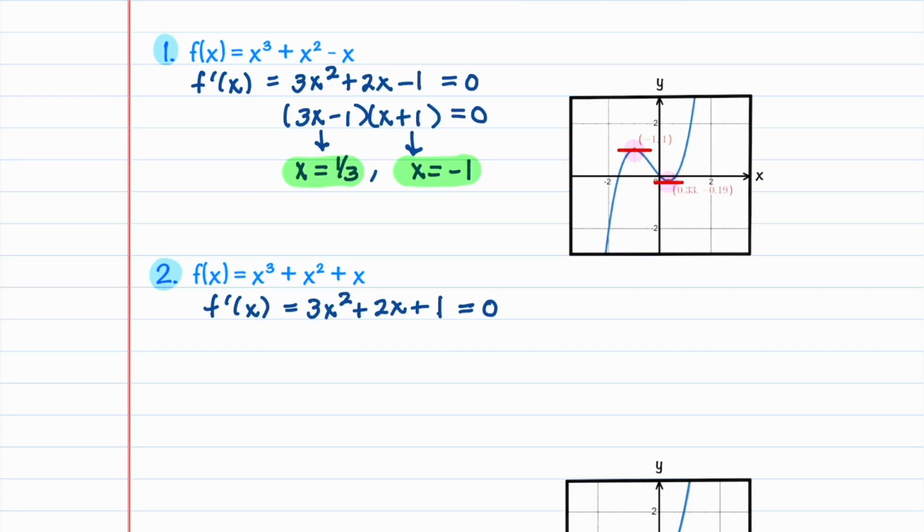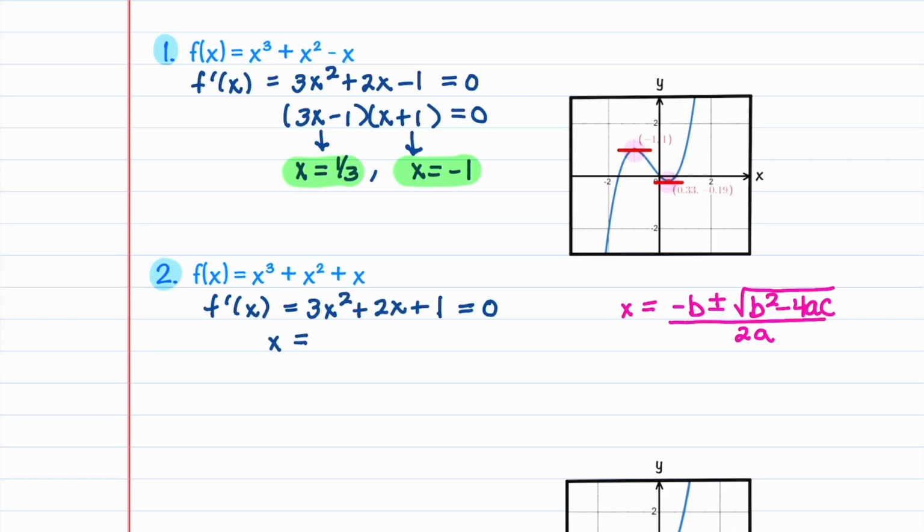Now we have to factor this. When I look at this, I cannot see an easy way to factor it. So we are going to have to use the quadratic formula. Let me just go ahead and put that over here. The quadratic formula tells us that x is -b plus or minus the square root of b squared minus 4ac, all divided by 2a.